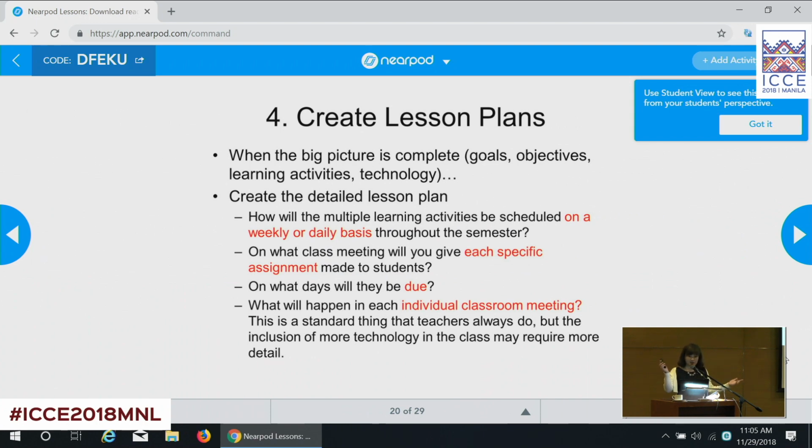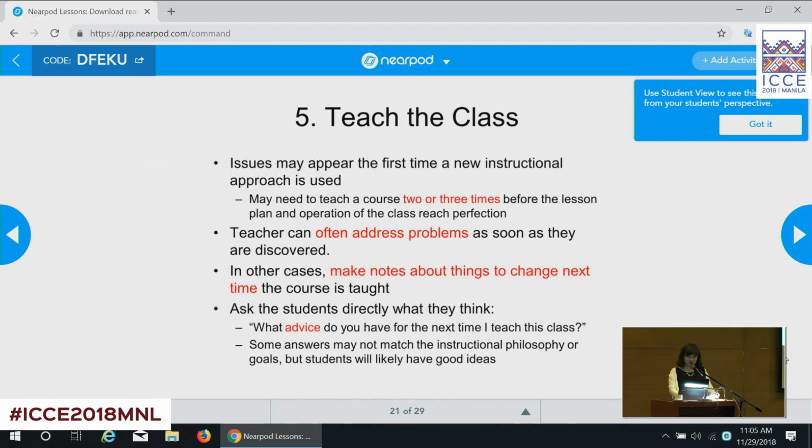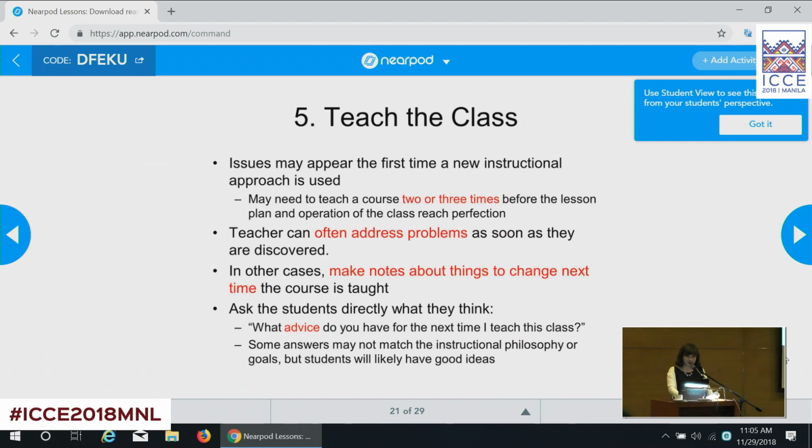Okay, creating lesson plans. When the big picture is completed, then we move on to writing a detailed lesson plan. These are the tips for you to write your detailed lesson plan. I think I'll just skip this due to the time limitation. And finally, okay, you teach the class. Issues or problems are inevitable. Issues or problems might occur when you use new technology for the first time, or a new instructional approach is used.